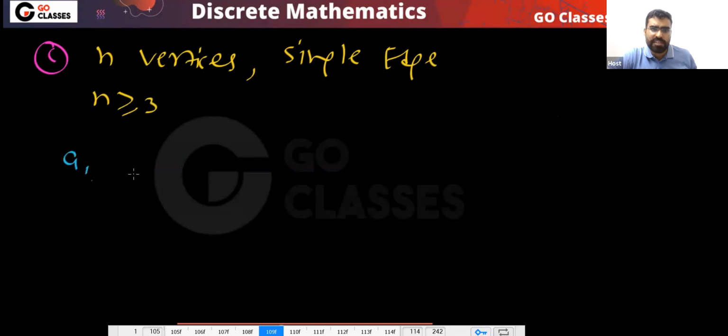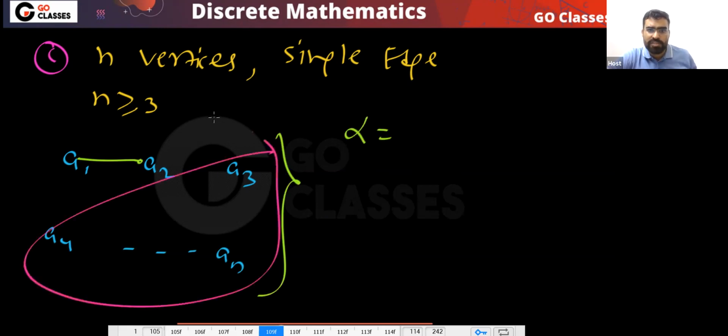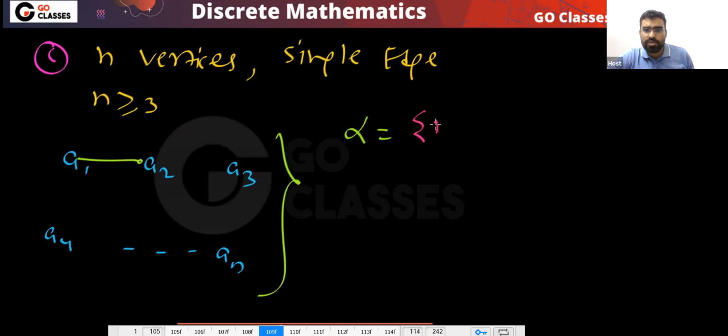So you have a total of n vertices like A1, A2, A3, A4 and so on, and there is only one edge. Then for this graph, what will be the alpha? You can take all these vertices except one, so alpha will be n minus 1. This is the largest independent set you can create.